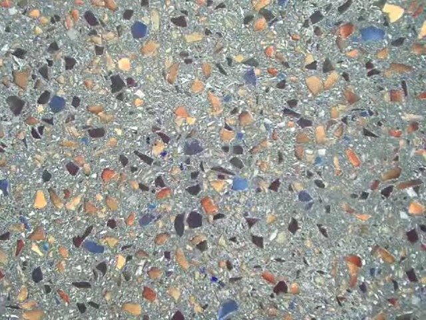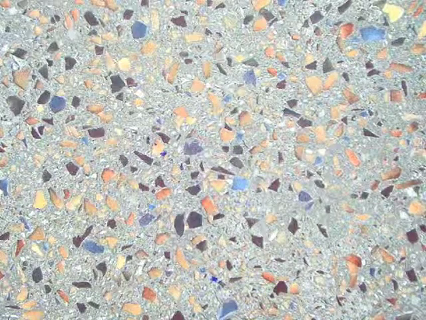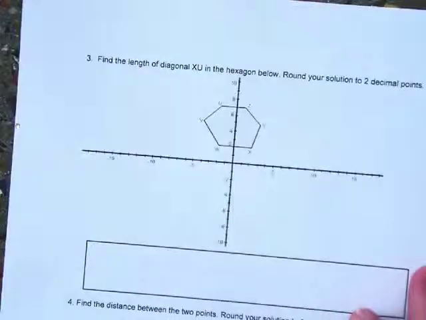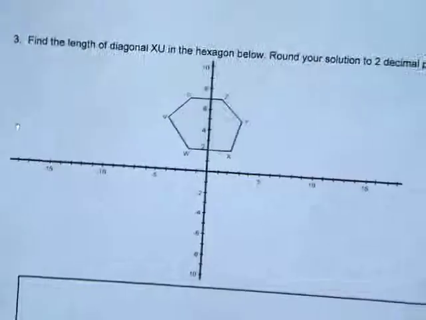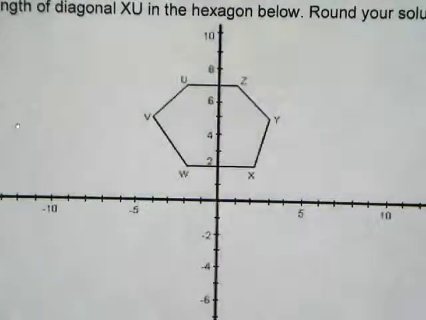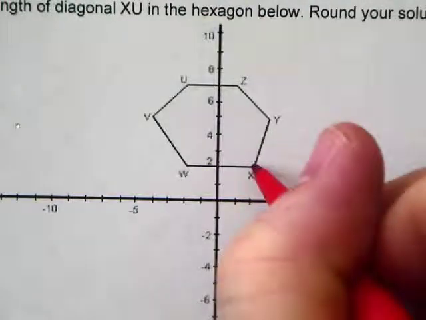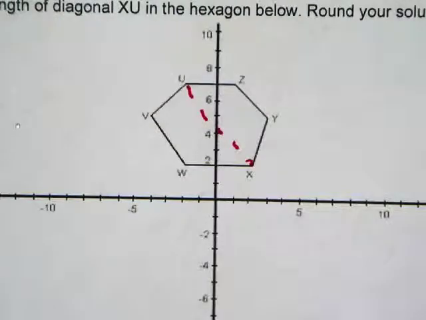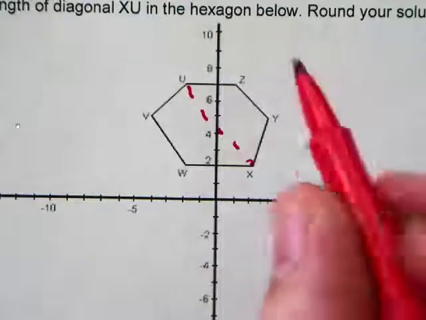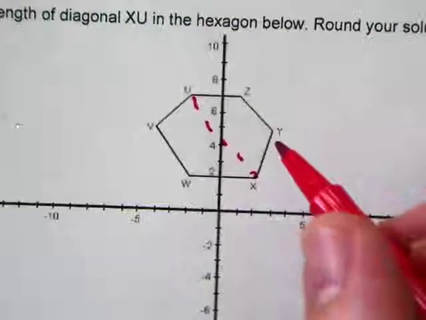Now with that in mind, I wanted to look at the next question just to make sure we're okay. Like number 3. This one's a little harder to see, so I'm going to zoom in. Find the length of the diagonal XU. If we zoom as far in as we can so you can see better, XU is going to be a line from here to here. Now, we've got to figure out where that is.